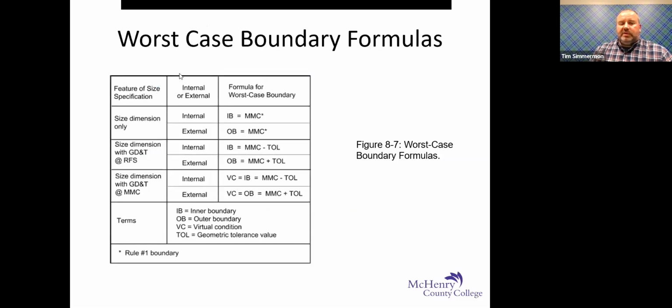So again, here, if we talk about what worst case boundary formulas look like, the internal worst case boundary is maximum material condition, and external is, how am I reading this wrong here? Inside boundary equals maximum material condition for an internal, and outside boundary equals maximum material condition for an external feature. And it's just redundant as we're talking about it, different ways of saying it, but understanding, again, why we are putting GD&T in here is to make sure that things mate together properly.